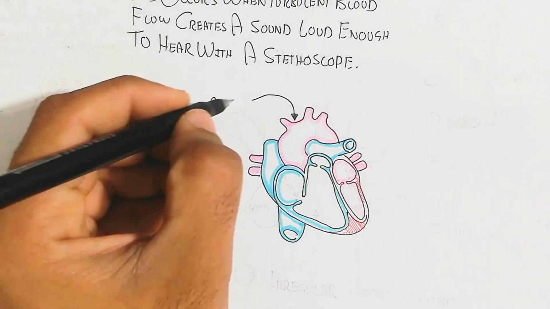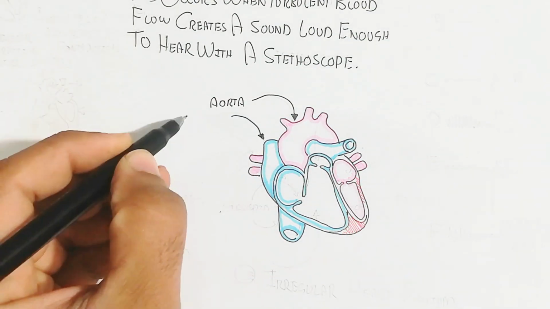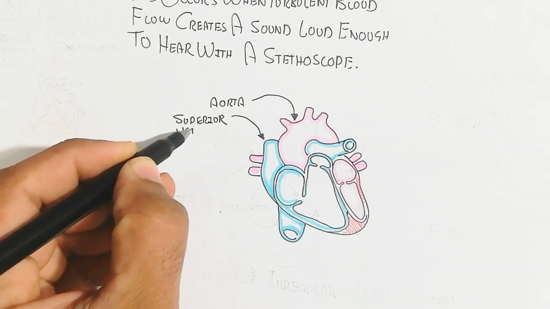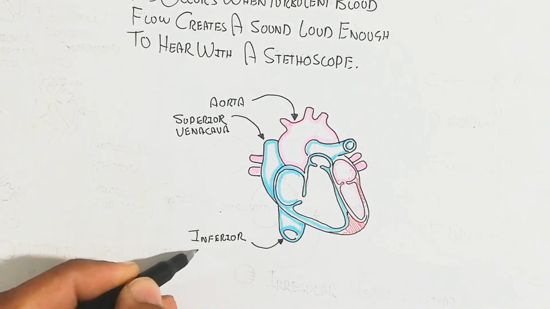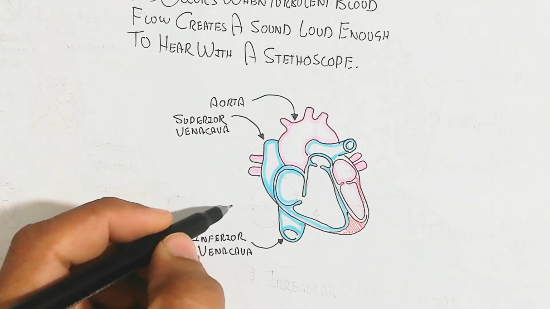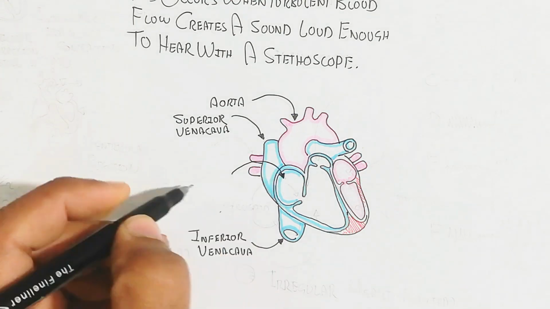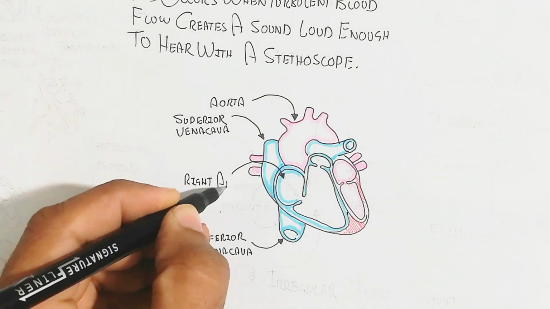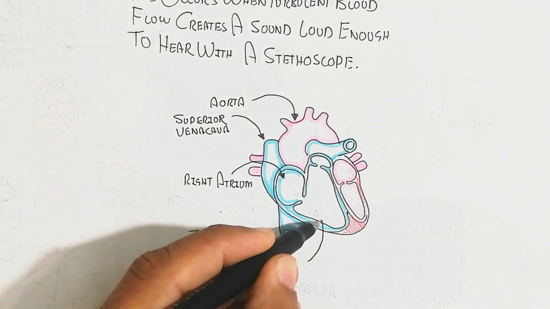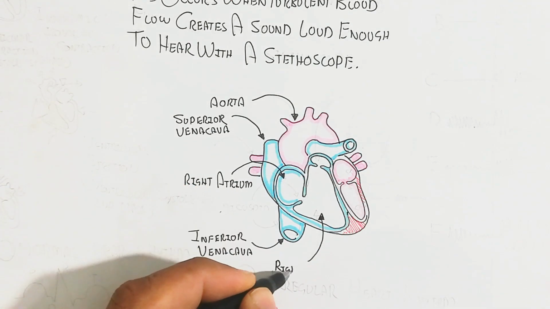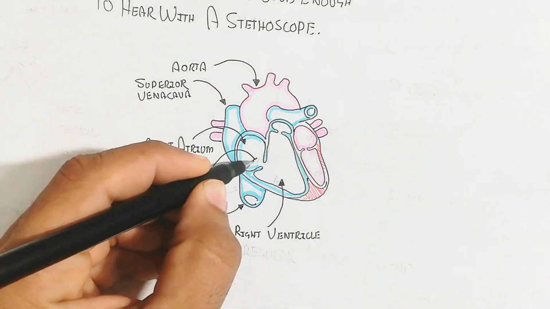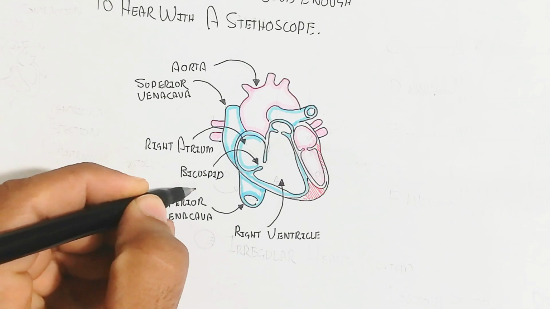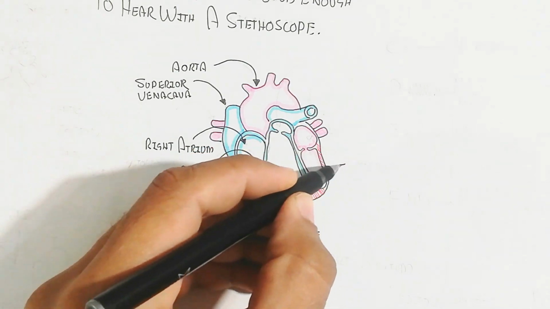This is the sagittal cross section of the heart. This is the aorta, and this is the superior vena cava and inferior vena cava, which bring deoxygenated blood toward the right atrium. So this is the right atrium, and the right ventricle, which when it contracts will eject the blood to the pulmonary circulation through the pulmonary artery.